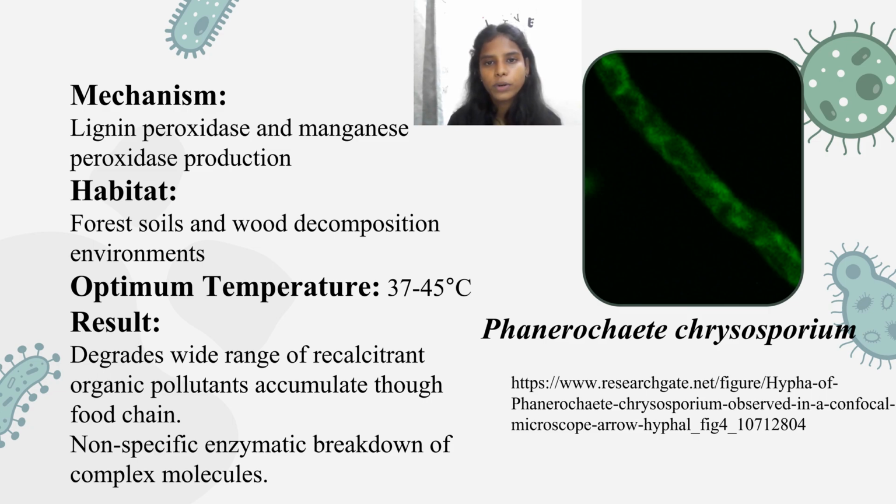allow P. chrysosporium to degrade a wide range of recalcitrant organic compounds, including those that can accumulate through the food chain. This fungus thrives in an optimal temperature range of 37 to 45 degrees centigrade, which enables its enzymatic degradation capabilities. And by producing these enzymes, this fungus can eliminate the xenobiotic compounds present in the environment.